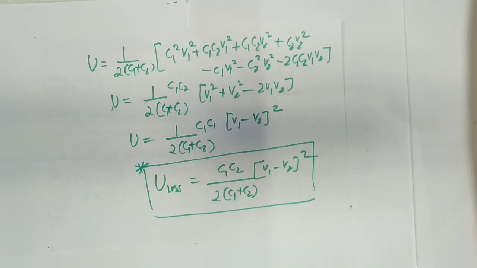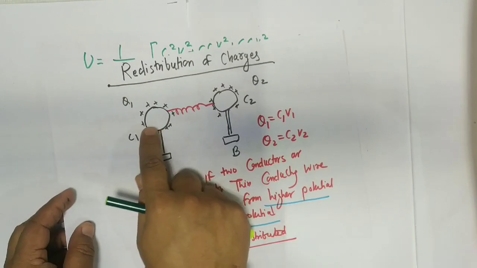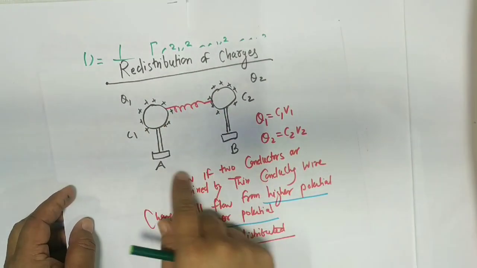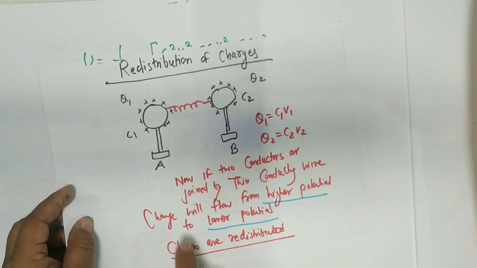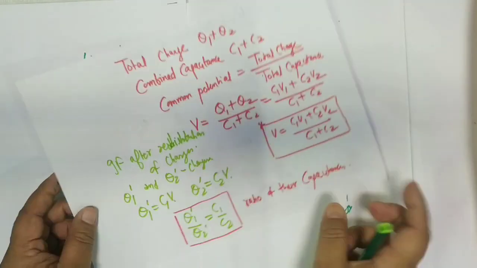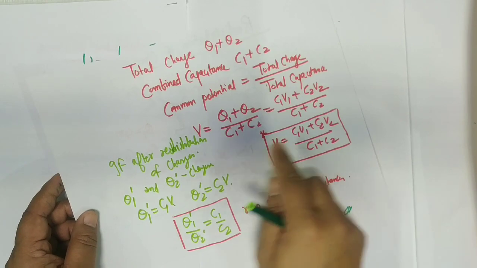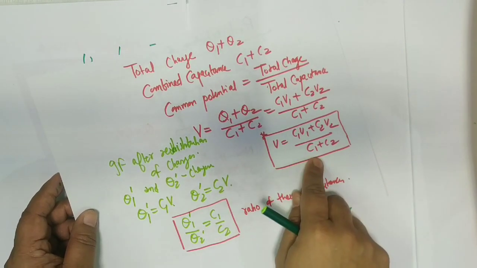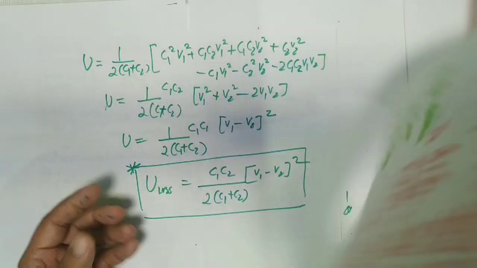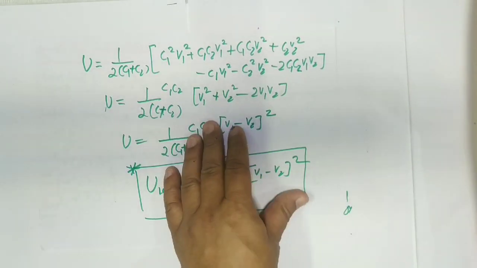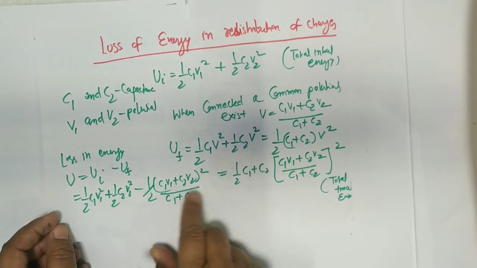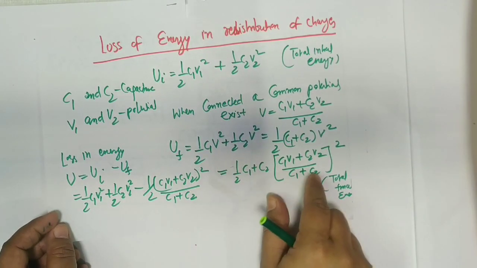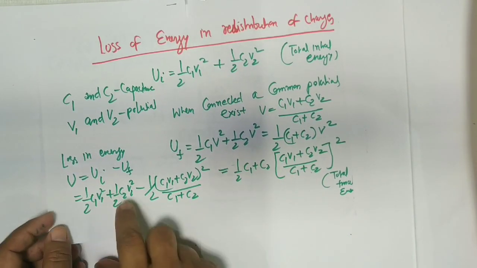So what we discussed was the redistribution of charges, how the two conductors were connected, and then the redistribution of charge took place, the charge is transferred, then we got the common potential, and then we can even get their charges ratio. If there is a common potential, there will be a loss of energy. Loss of energy is what? This is very simple. Initial minus final. Initial is this, final will be this, common potential. Then you solve it out.